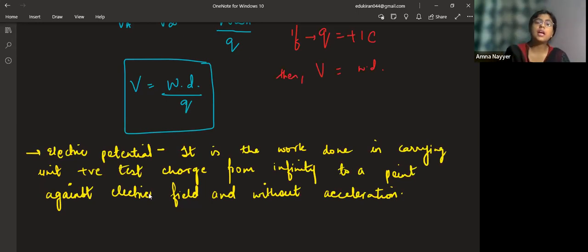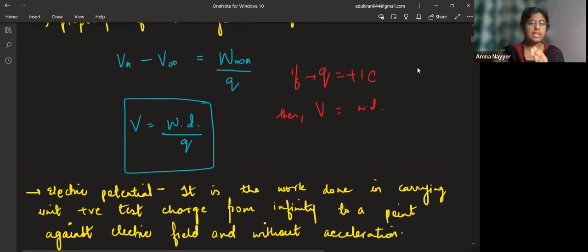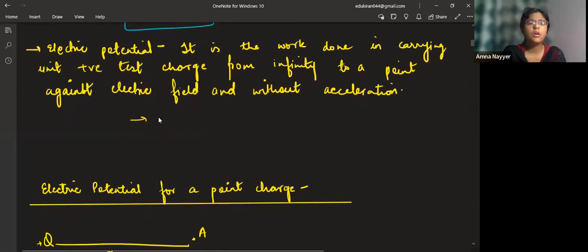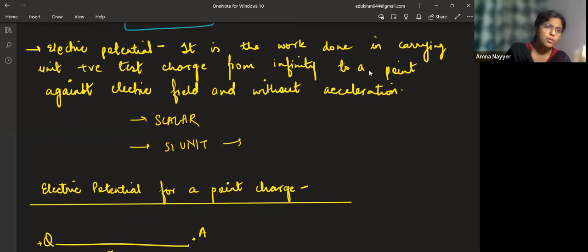All right. So this is how you define electric potential. Work done in carrying unit positive test charge from infinity to a particular point. This way you will remember the definition also, and this way you will remember this formula also. V is equal to work done by Q. Just remember this is a scalar quantity, no need of the headache for all that. This is a scalar quantity, and the SI unit is, see, work done is a form of energy.